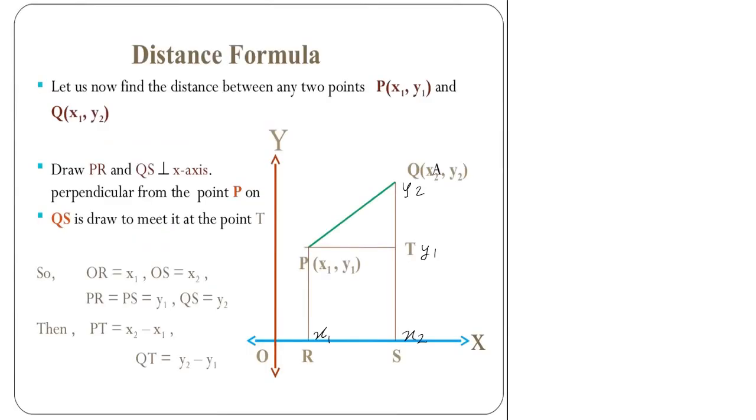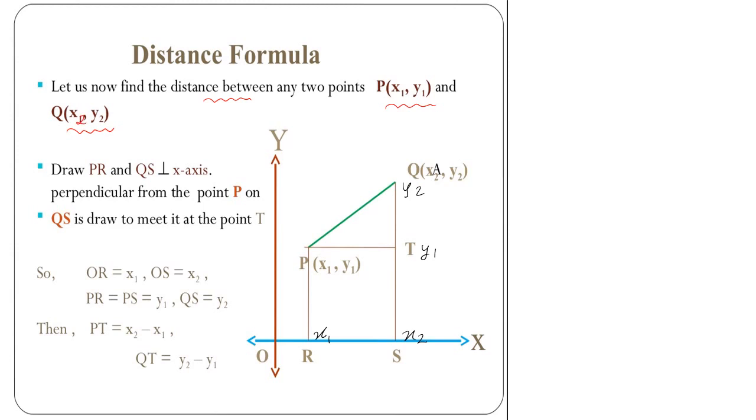Moving on to the important part of this chapter, which is the distance formula. Here the concept is we need to find the distance between 2 points where it is P whose coordinates are x1 comma y1, and for Q it is x2, sorry, x1 is wrong, it would be x2 comma y2.